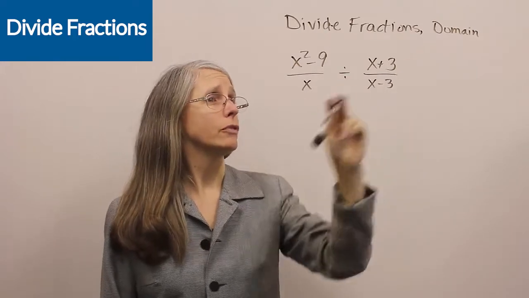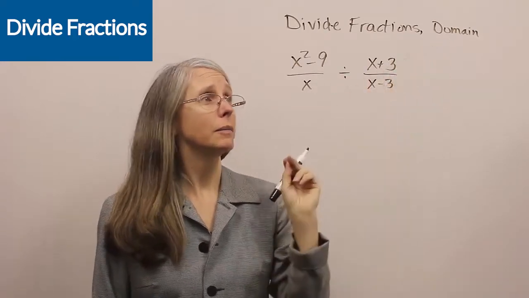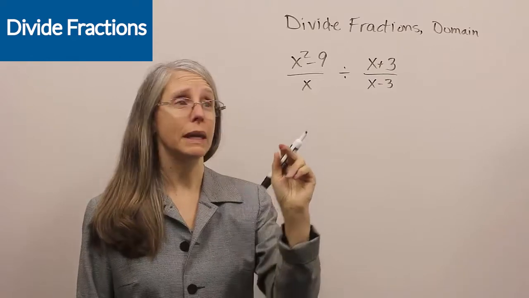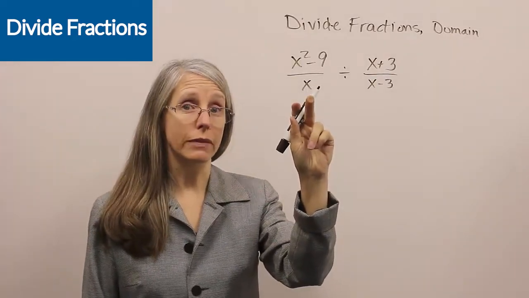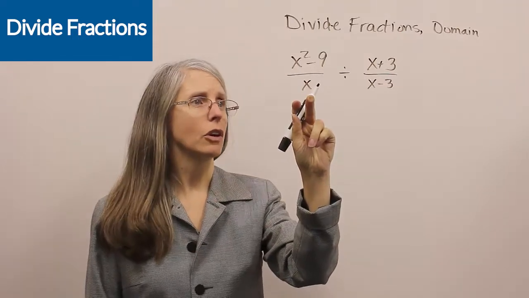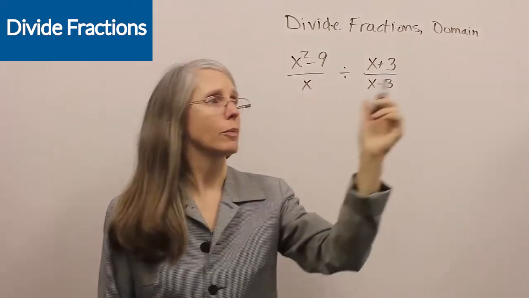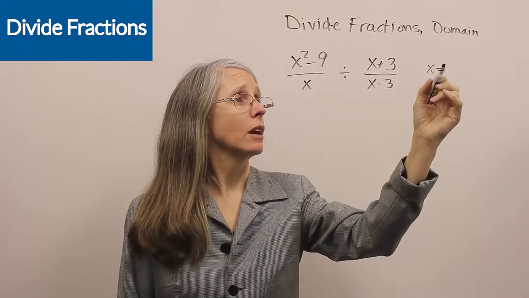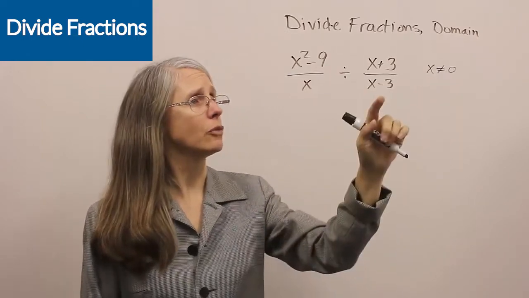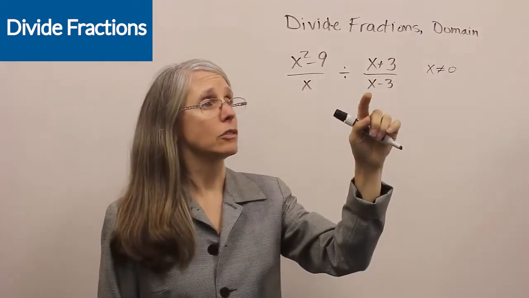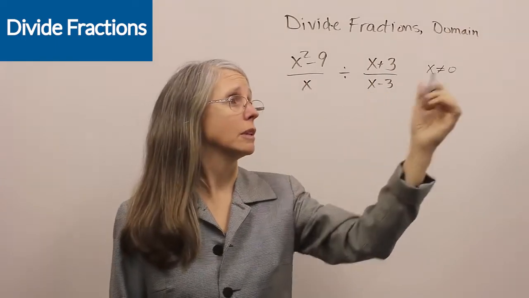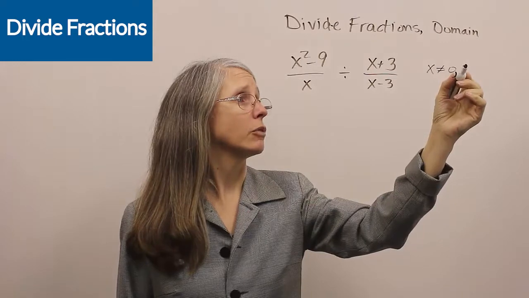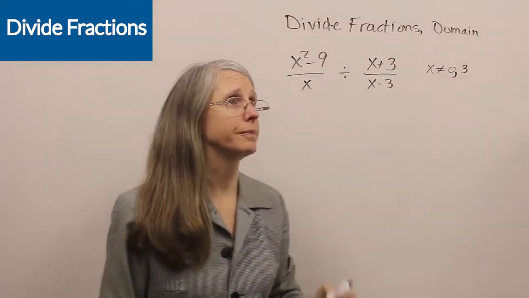First thing we want to do is find if there are any problems with our domain. In this fraction, we have to make sure that we don't have a 0 in the denominator. That would happen when x is 0, so we know that x cannot be 0. And in this fraction, if x is 3, that would make the denominator 0, so you can't have 3 in our final answer.